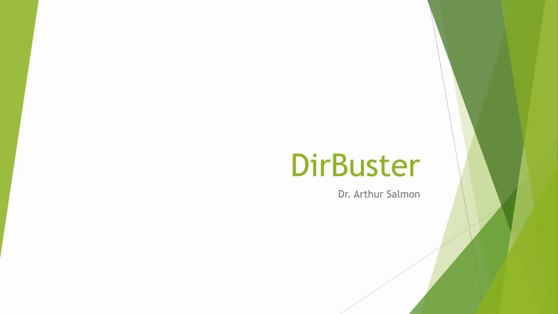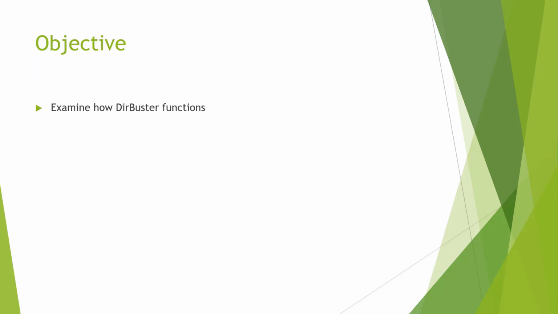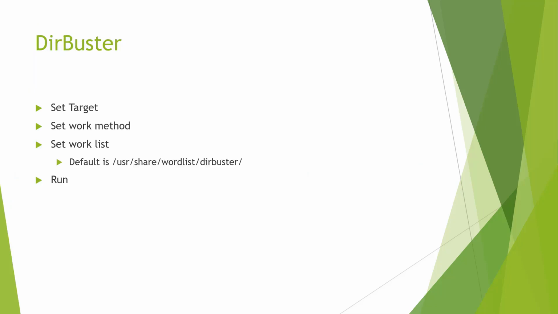Welcome. In this video we are looking at DirBuster. It is going to help us find hidden directories. The objective is to examine how DirBuster functions so that we can understand how it works. First, we find a target, we choose a work method, and we set a word list. The default one is in /usr/share/wordlists/dirbuster, and then we run it and wait to see what happens.